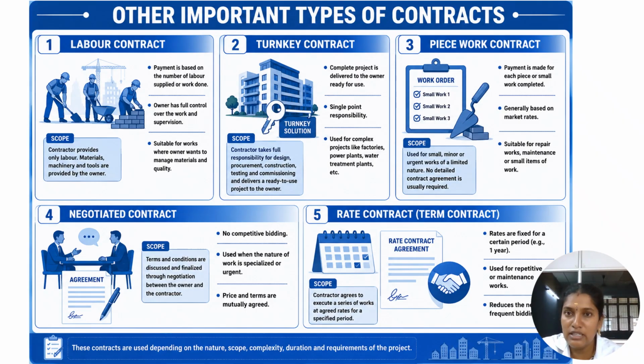Turnkey contract means we have to hand over the key to the owner. So from planning, designing, execution, construction and finishing, everything will be done by the same engineer, the same contractor. Finally, everything is finished and the key is just handed over to the owner. That is called a turnkey contract. And price work contract, rate contract, that is item rate contract, similar to the item rate contract, and negotiated contract. So these are some other types of contract, right?